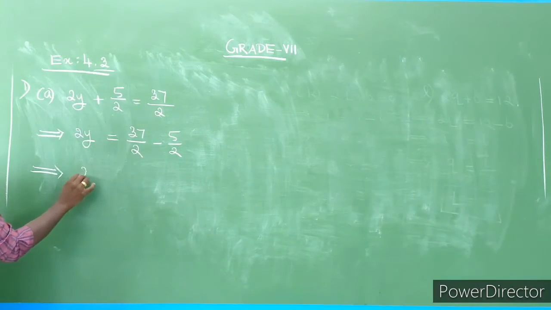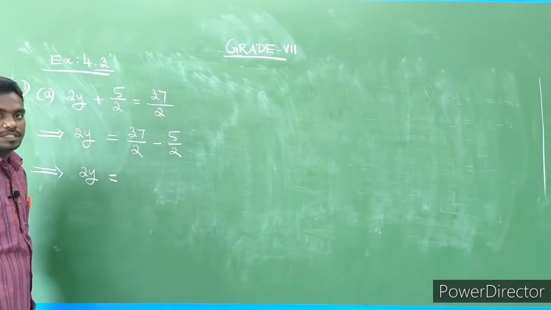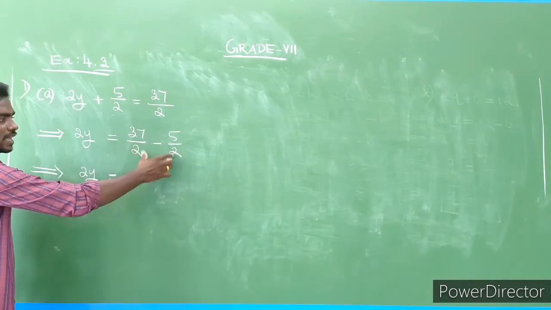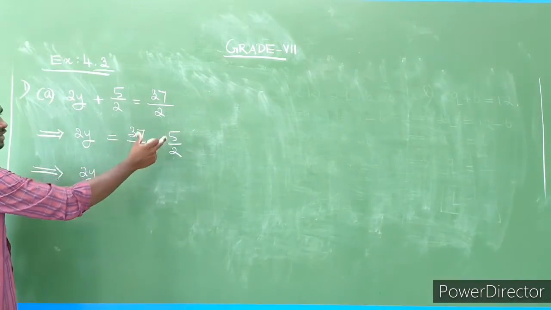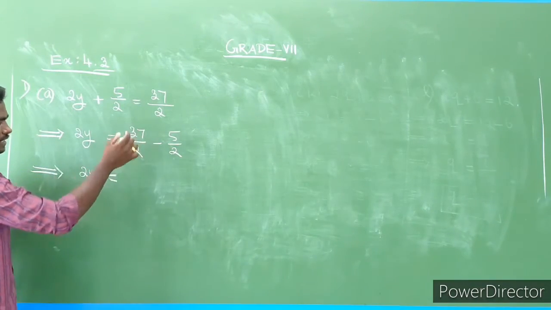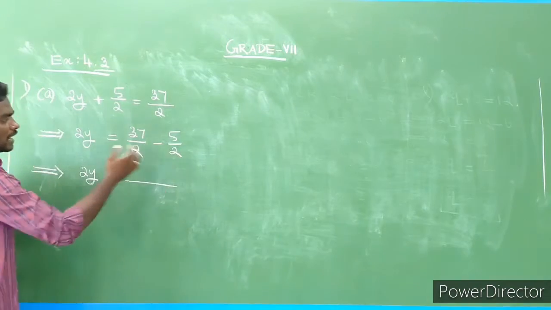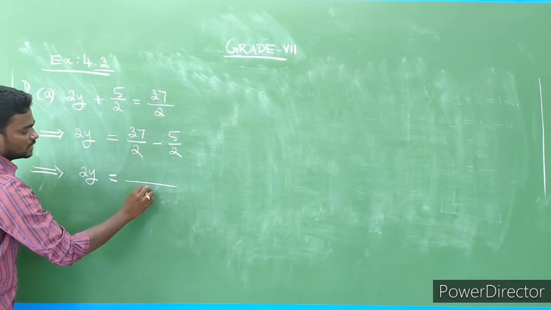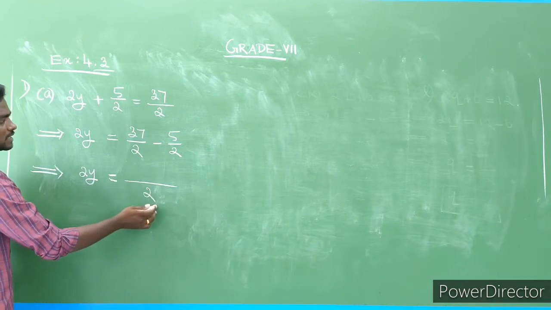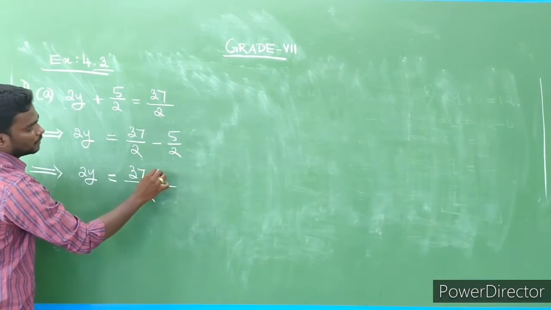Implies that 2y is equal to, so these two fractions are like fractions. What is meant by like fractions? The fractions having the same denominator are called like fractions. So 37 divided by 2 minus 5 by 2, since they are like fractions, we can keep the same denominator, and we directly subtract the numerator value only.